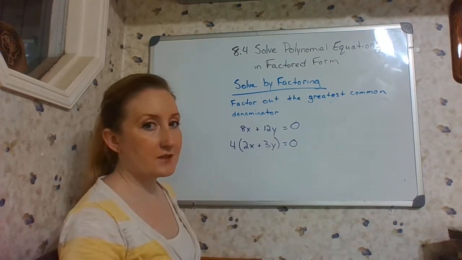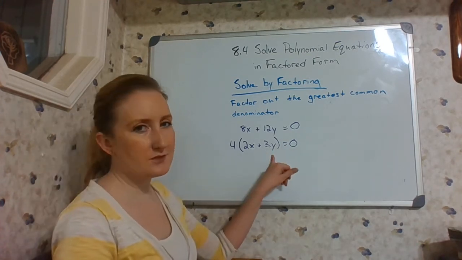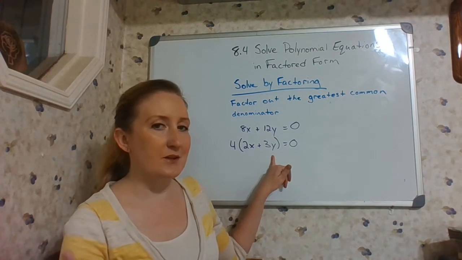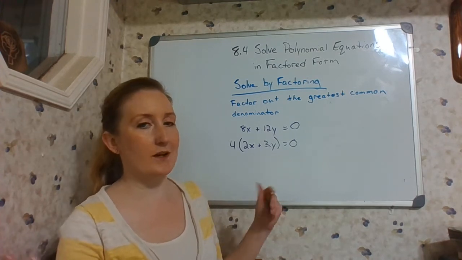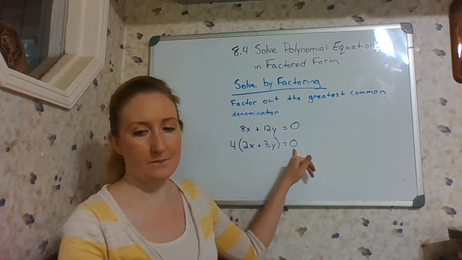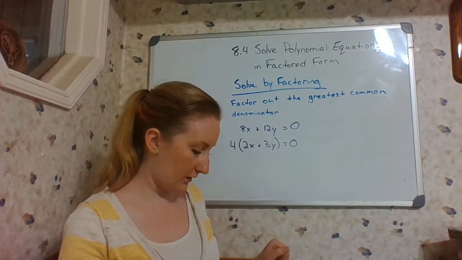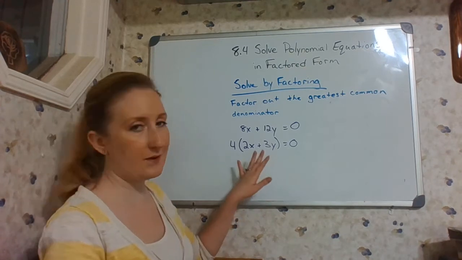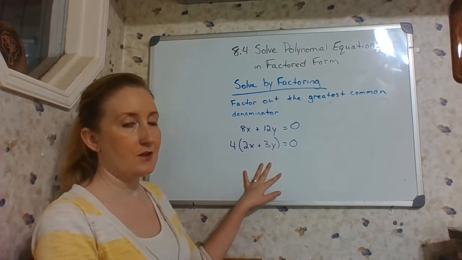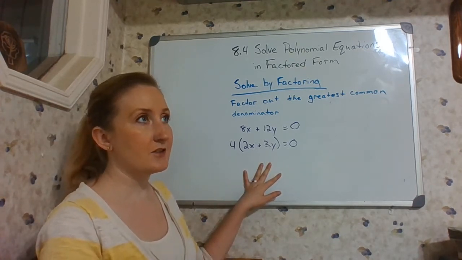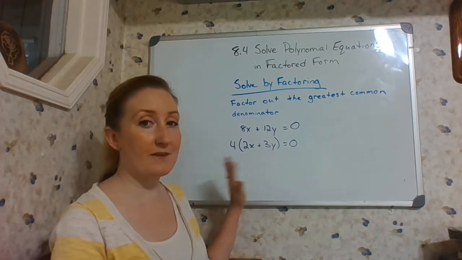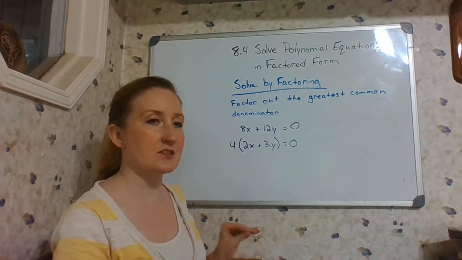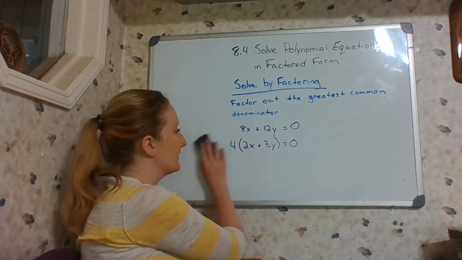Now, we can't really solve this one because we have two separate variables, and so we can only speculate as to what x and y could be to make this equal 0. But in other examples, we can actually do better. So let's go ahead and do an example where we have the same variable so that we can actually solve by factoring. So I'm going to erase this.